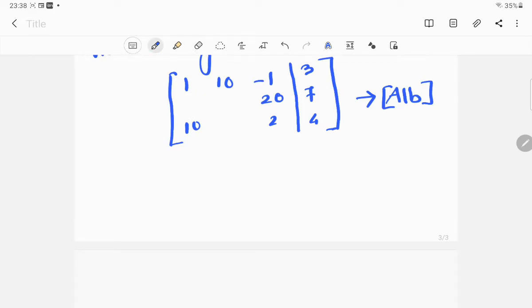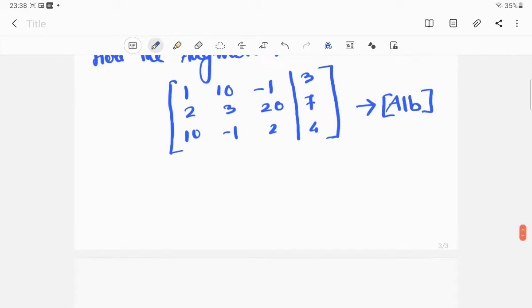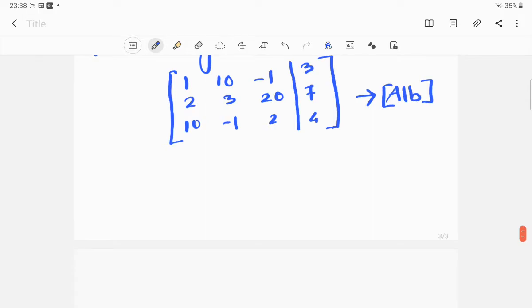So we have, again let me write it down, 2, then 3, and 10, minus 1 and 2. You can see that the first thing we are using is partial pivoting. What does it mean? First of all, check the first column and see what is the largest number. The largest number is this number, isn't it? So we have the largest number in row 3.